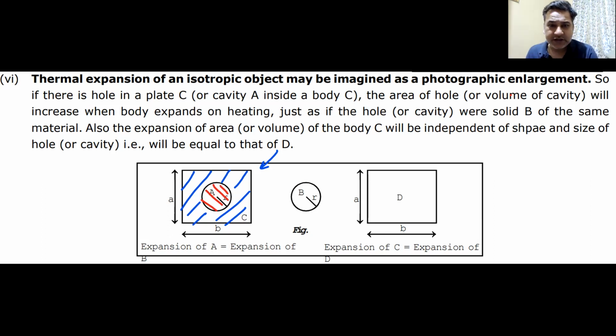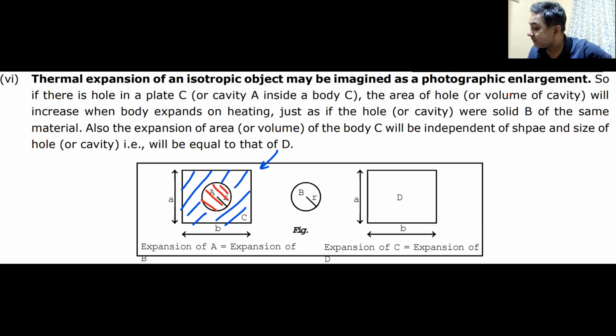Remember, when you heat up this body, the entire body will expand. The hole will also expand. Do we understand this? Can I have some raised hands from everyone that we understand this? Well done. Then on that note, we're already done with this.